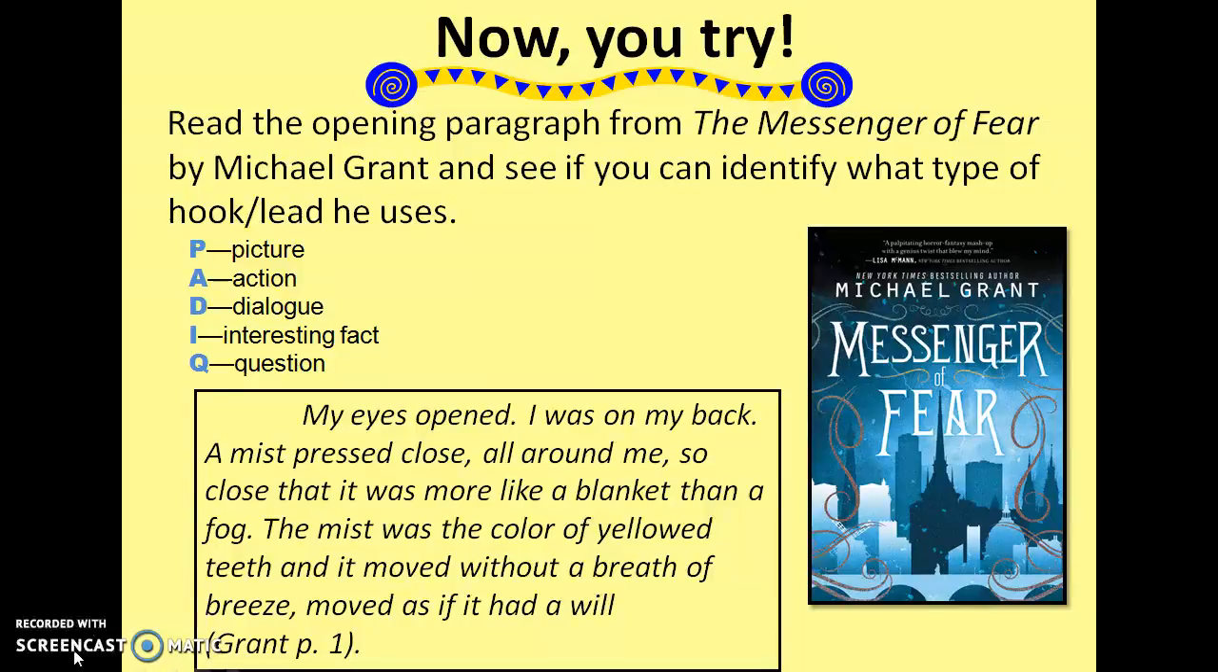If you guessed A for action, you were right because he says his eyes opened, and he is on his back. But did anybody also think P for picture? "The mist pressed close all around me so that it was more like a blanket than a fog. The mist was the color of yellowed teeth." Wow, that's a definite image that I get in my mind. Yellowed teeth, that's disgusting. So actually, this opening is kind of a combination: P for picture and A for action. And you'll find that a lot of times your leads can be combinations.